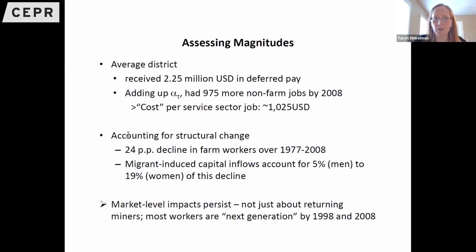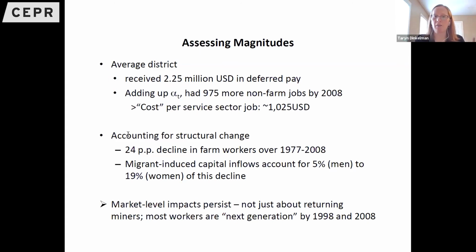So what about magnitudes? Well, the average district received $2.25 million in deferred pay. If we add this up, if we sort of compound this across the 3 decades of response, it looks like the average district had about 975 more non-farm jobs by 2008, which makes the cost per service sector job about $1,000. And if we wanted to put our results a little bit in context with the overall shift out of farming from 1977 to 2008.